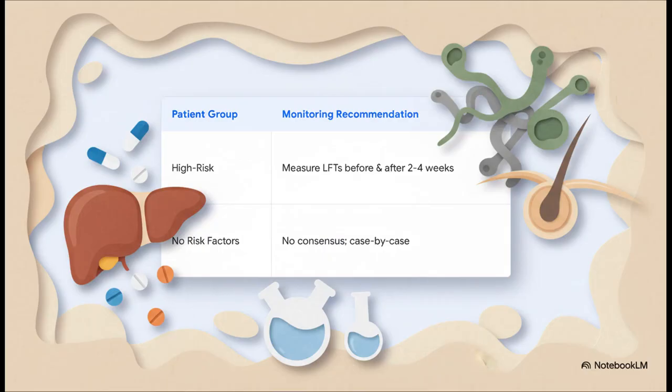What about blood work? Do we need to monitor labs for these systemic drugs? Well, it's a bit nuanced. For any patient with a history of liver problems, or who's taken other drugs that are tough on the liver, or who has other significant health issues, yes. For them, you're going to want to get liver function tests before you start and then check again after 2 to 4 weeks. But for healthy patients without any of those risk factors, there actually isn't a clear consensus. It's really a case-by-case decision you make with the patient.